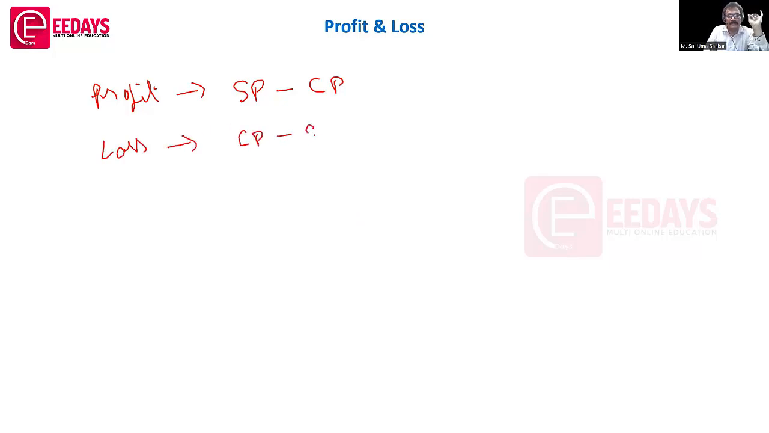See, if you want to solve any question in profit and loss, you need to remember just 5 points. It's very simple. When will we get profit? If the selling price is more than the cost price, then we will get profit. When will we get loss? If the selling price is less than the cost price, that means cost price minus selling price.